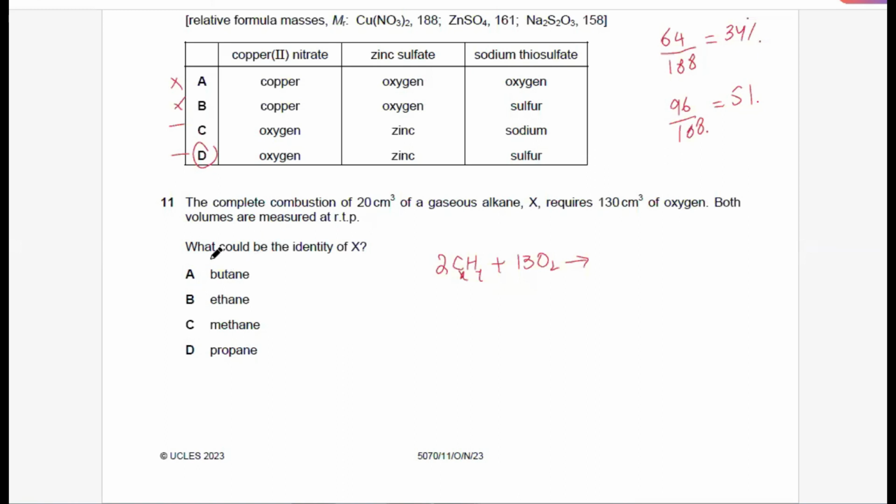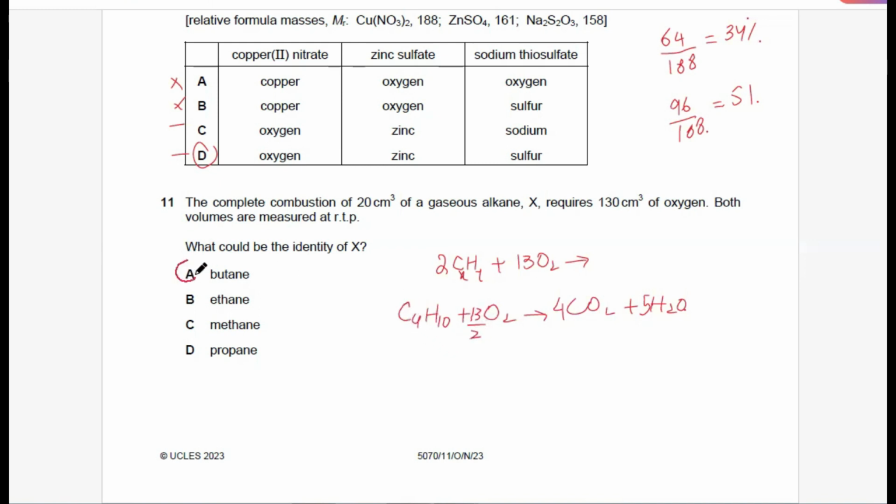Let's check with butane. So butane is C4H10, right? Plus oxygen, so I'll get carbon dioxide and water, right? So let's balance this equation. It's 4. So if I put 4 over there for carbon, for hydrogen, I have to put 5. 4 plus 5 is 9, and 13 oxygen is there. So 13 upon 2.